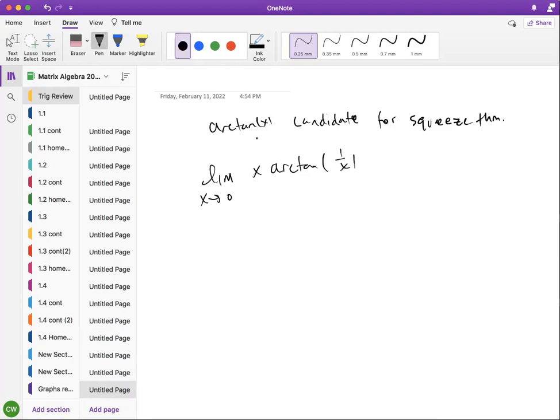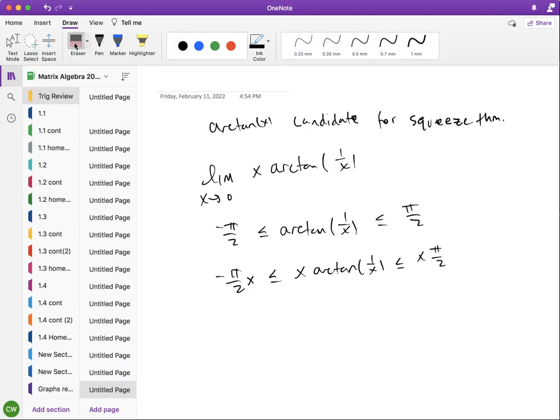We can do this now. If you knew about arctan, you could have done this earlier. Notice that for arctan of 1/x, the value must be between pi/2 and negative pi/2. So that means negative pi/2 times x, or pi/2 times x, and these limit to 0. So that must go to 0.